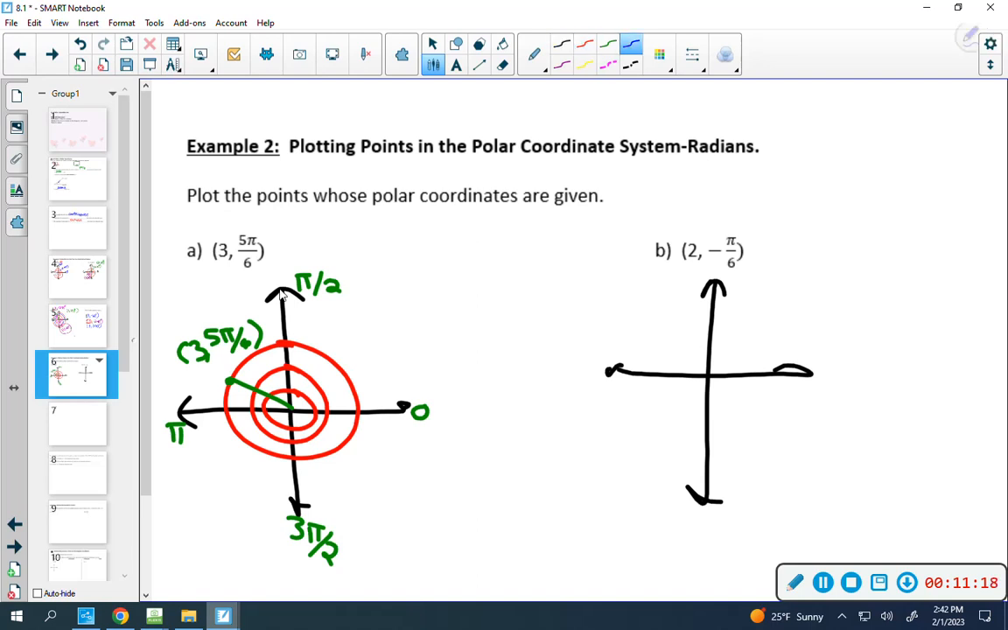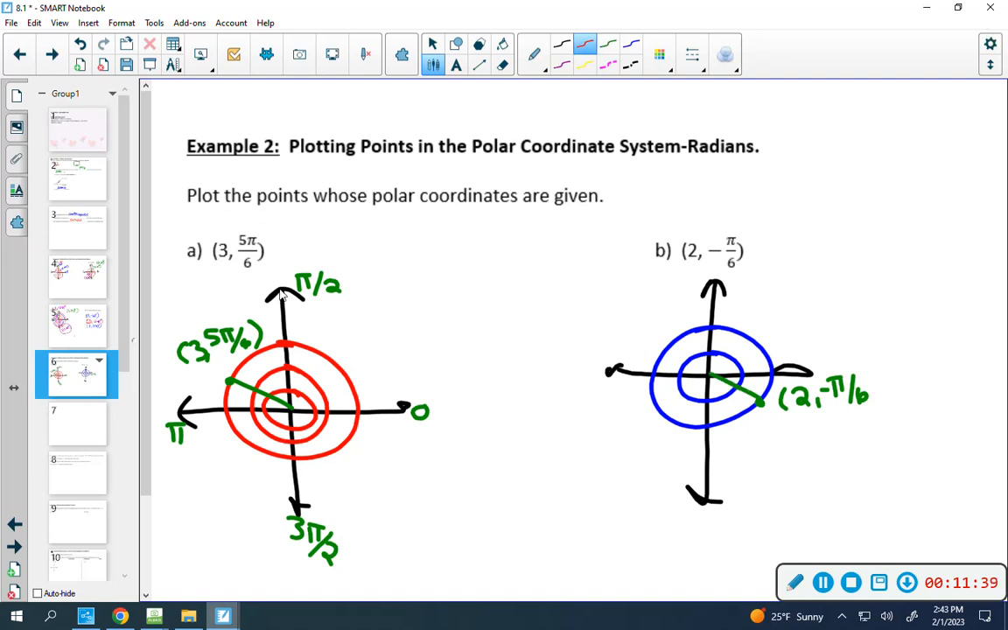All right, 2. All right, and negative pi over 6. We should know that one quick in degrees. What's negative pi over 6 in degrees? Negative 30. So I'm going to kind of ballpark negative 30. That looks good to me. So from there to there, got it.